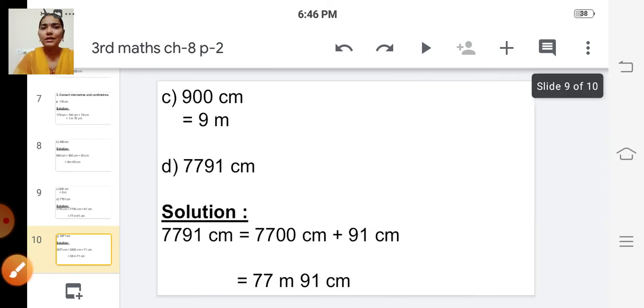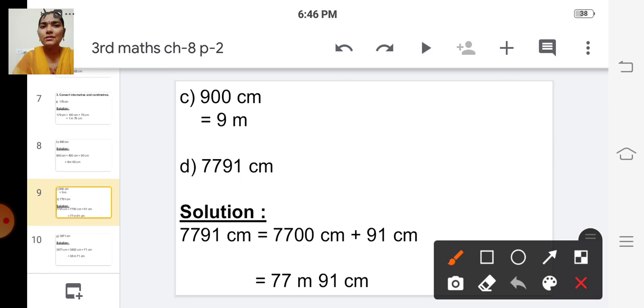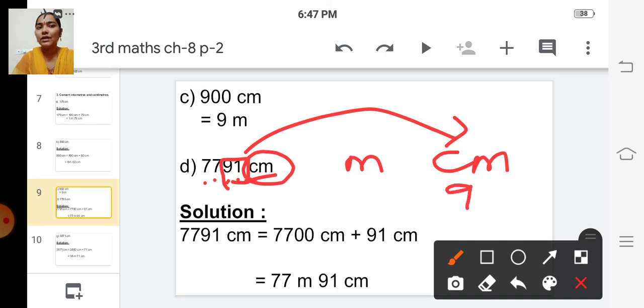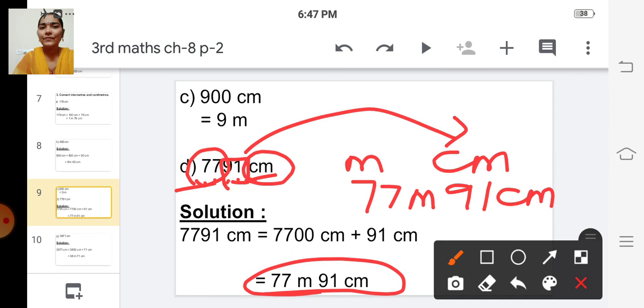Okay, so similarly, look at the previous problem, 7791 centimeters, right? So we are going to convert the centimeter into meter and centimeter, right? So the last two digits will be the centimeter. What is the last two digit? 91. So 91 centimeter. And the remaining will be meter. What is the remaining? 77. So the answer is 77 meter, 91 centimeter. That is our answer, right? So like that also you can write.